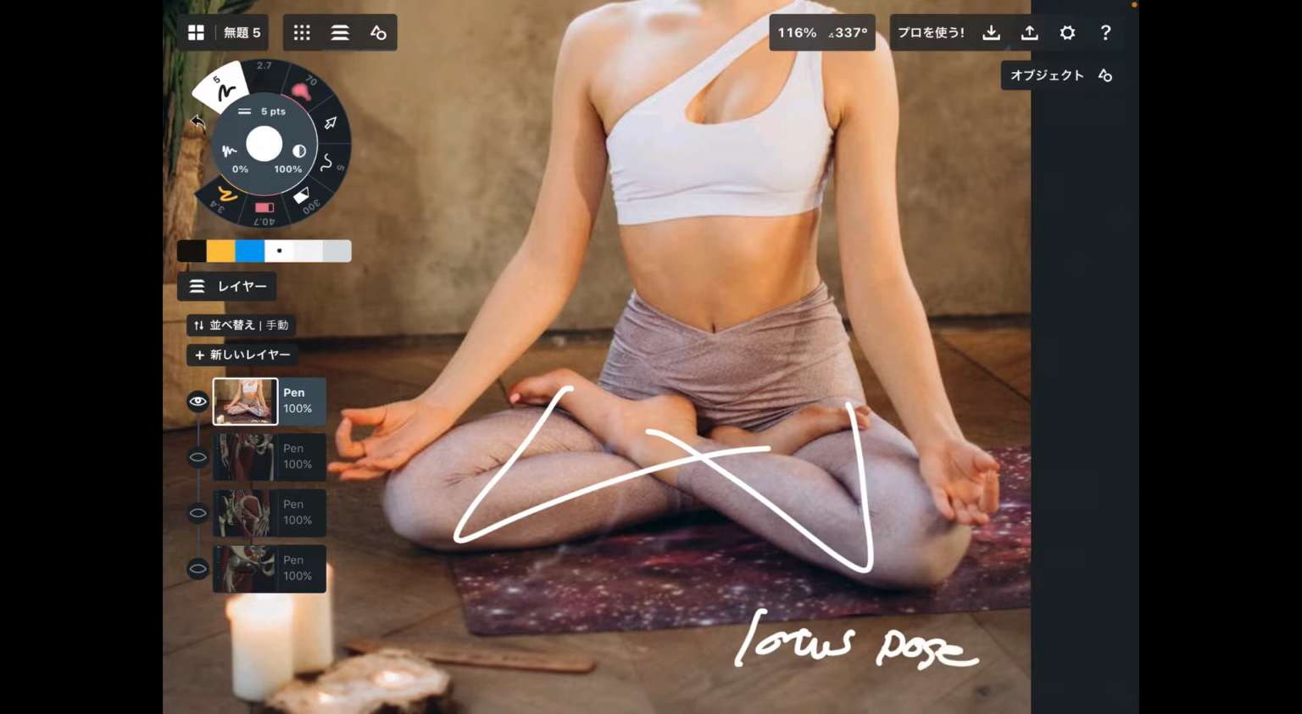Lotus pose or just a sitting cross-legged position, your knee doesn't touch the floor. You know what I'm talking about. Your knees kind of go up. That means your hip joint is tight. I want to focus on 3 places today.